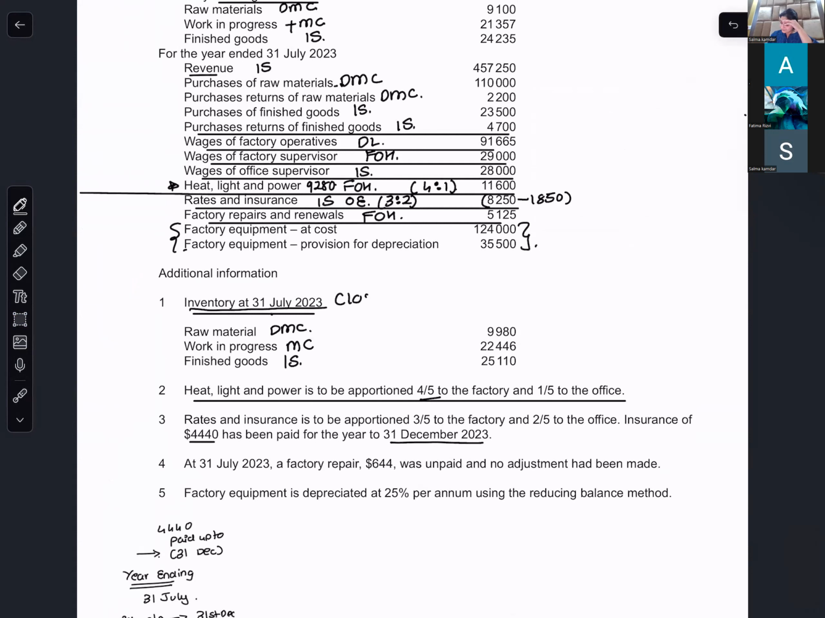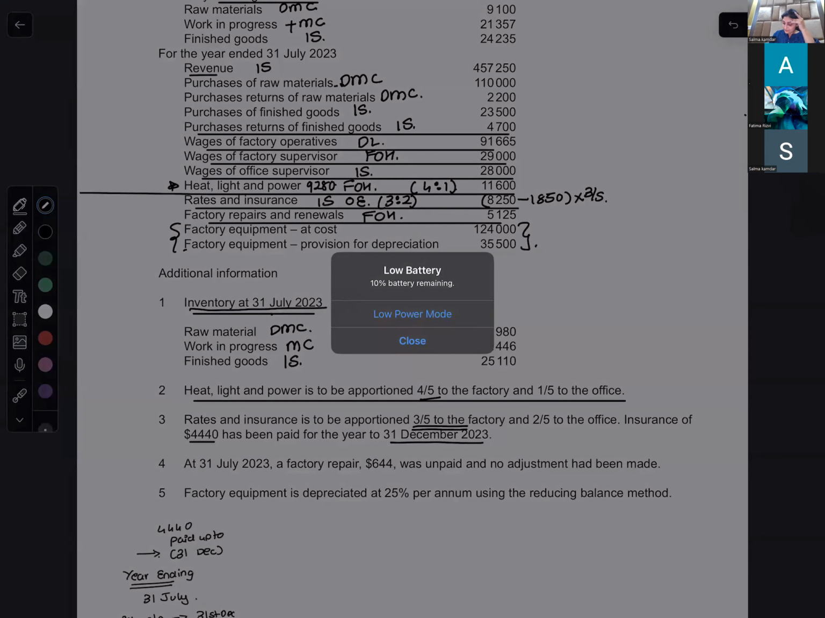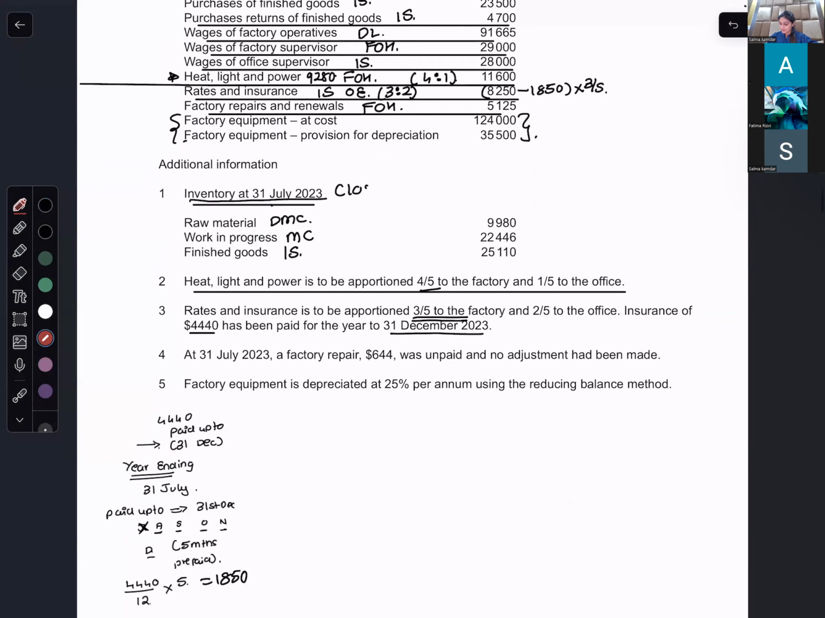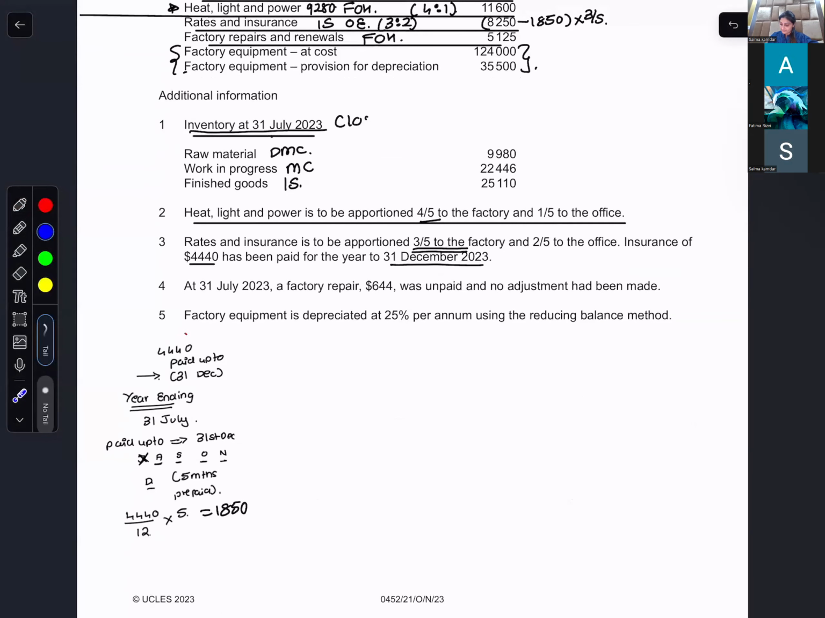Yes? Okay. How much is going to the factory? 3/5 will go to the rates and insurance. What is the amount that is coming after calculation? Miss, what about the 4440? Darling, this was prepaid, right? It was paid up to 31st of December.